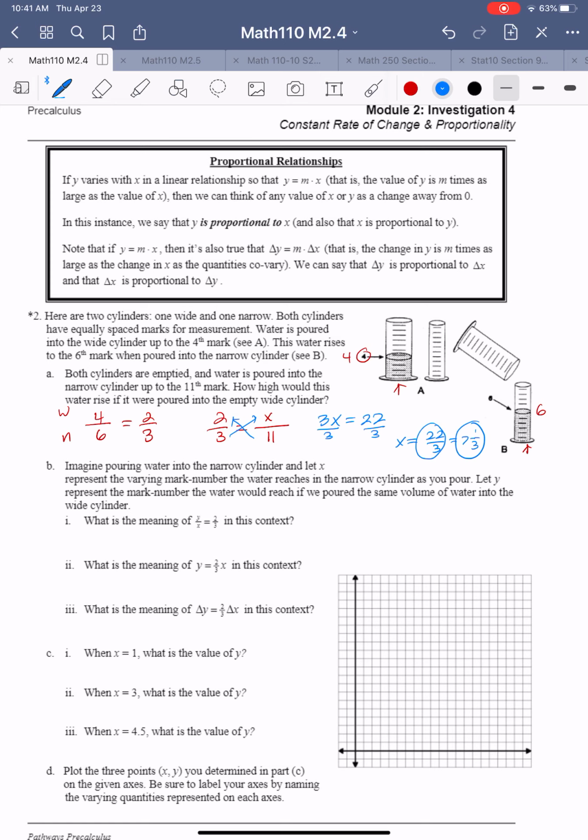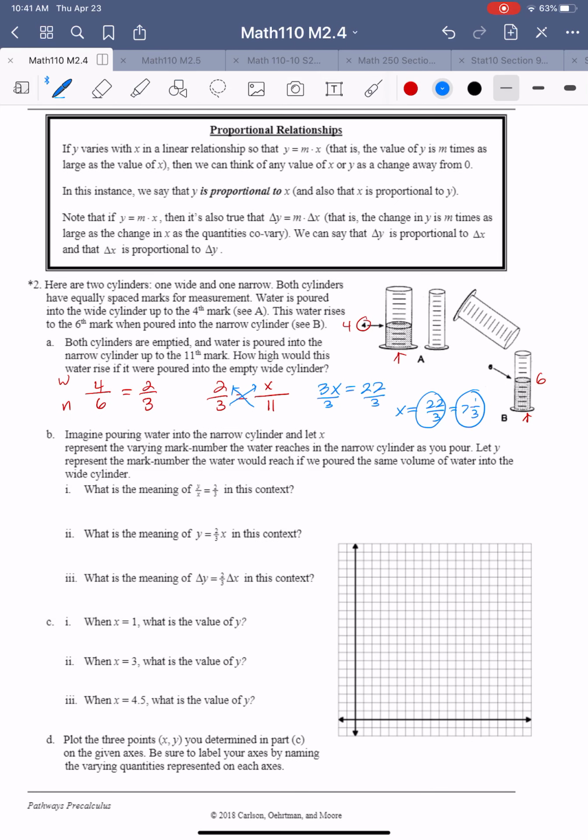All right, and the B, okay, imagine you pour water into the narrow cylinder and let x represent the varying mark number of the water in the narrow cylinder as you pour. Let y represent the mark number the water would reach if you pour the same volume of water into the wider cylinder. So what is the meaning of y over x equal to 2/3? So this is the equation.